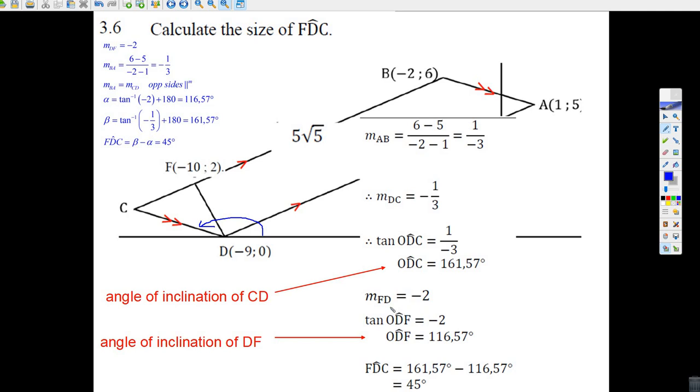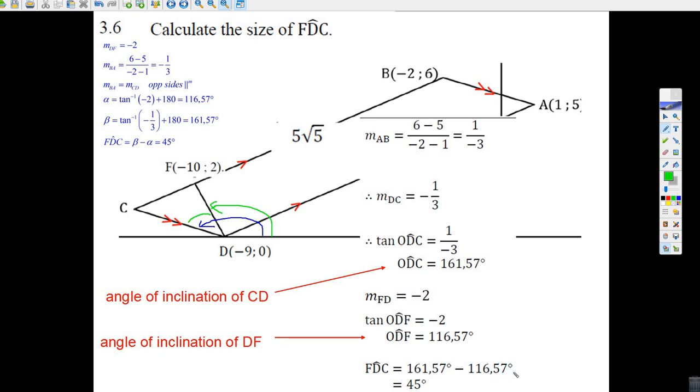Now, what about FD? Oh, we know that. We know that the gradient of FD, we've done it before, is minus 2. So we do the same thing. Shift tan of minus 2, I'll do it in green. The angle of inclination here from the horizontal to there is shift tan plus 180. It's 116 degrees. And if we take that blue angle and we subtract the green angle, we're going to get that angle that we want, which is angle FDC.